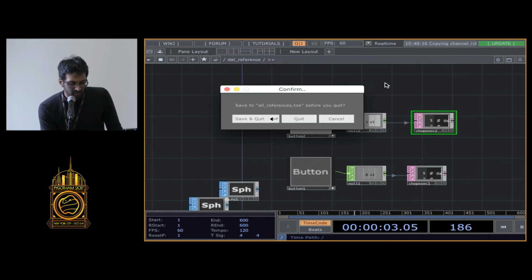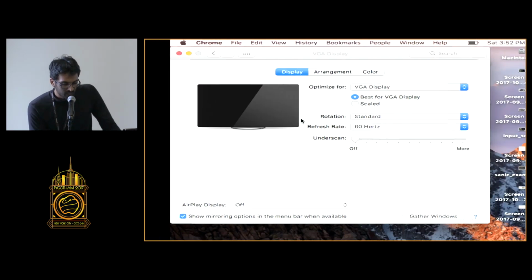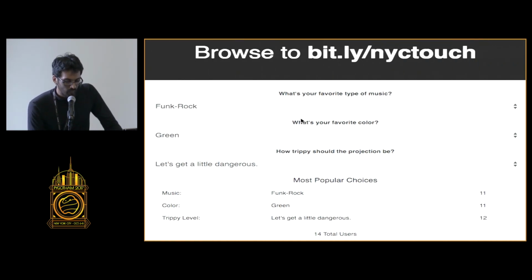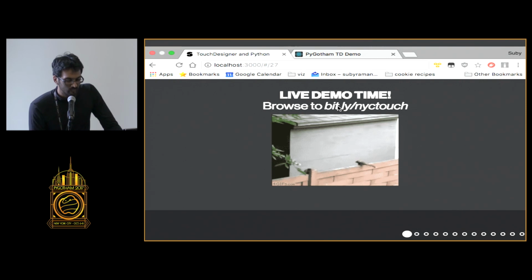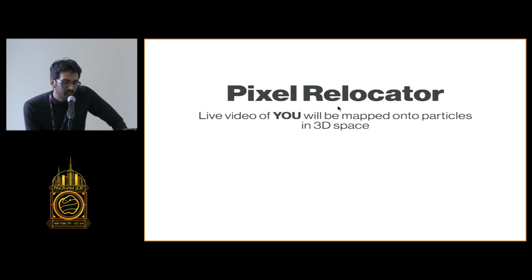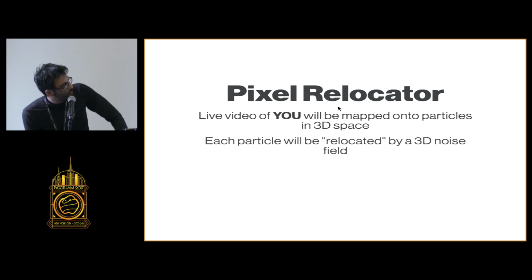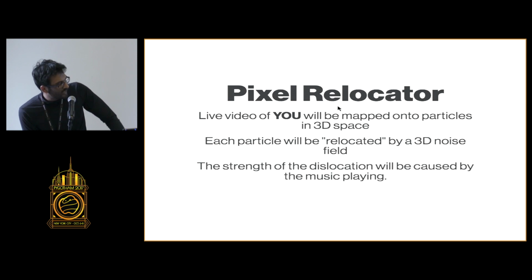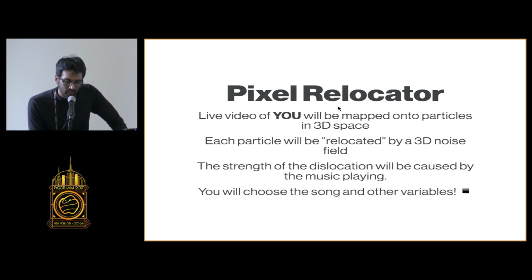And let me load it up over here first. And I'll explain what's going to happen. Cool. So I'm going to demo what's called a pixel relocator. I learned it at a workshop in Toronto a few weeks ago. What's going to happen is live video of you is going to be mapped onto particles in 3D space. Each particle will be relocated by a 3D noise field. And the strength of the relocation will be caused by the music playing as well as some variables you choose.